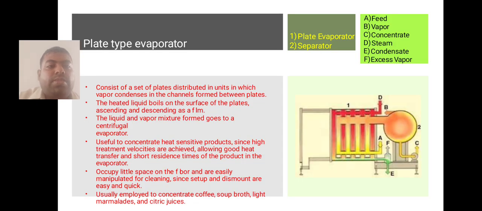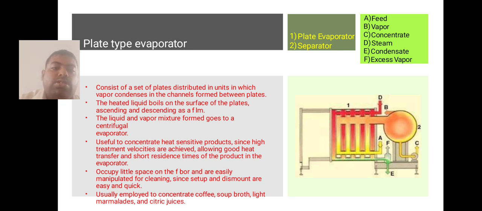Plate type evaporator. It consists of a plate evaporator, separator, a feed, vapor, concentrate, steam, condensate, and excess vapor. It consists of a set of plates in units in which the vapor condenses in the channels formed between plates. The heated liquid boils on the surface of the plates, ascending and descending as a film. The liquid and vapor mixture formed goes to a centrifugal evaporator.